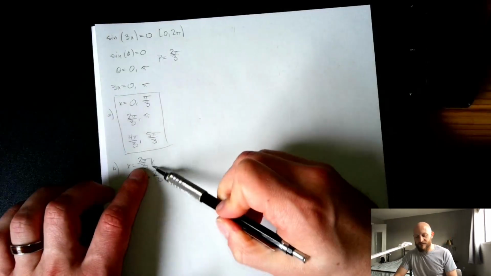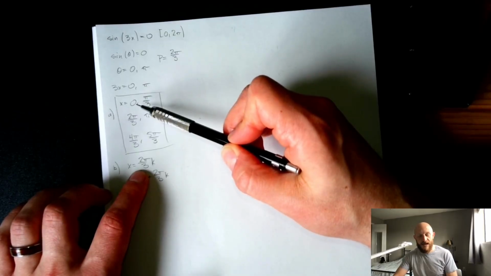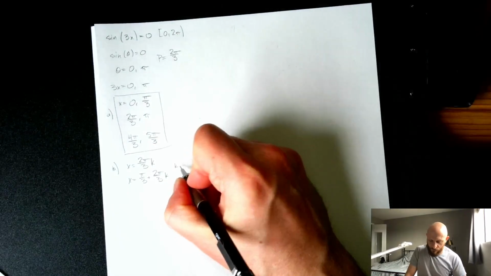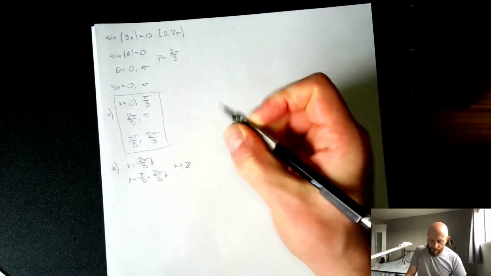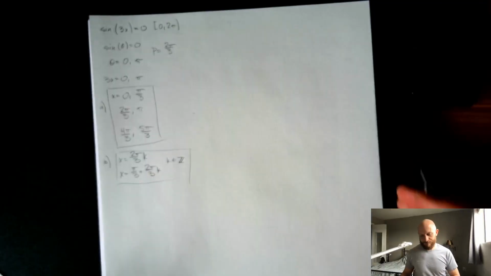Okay, so this first one is technically 0 plus 2 pi over 3 k, but 0 plus 2 pi over 3 k is just 2 pi over 3 k. So where k is an integer. So those are all of the solutions.